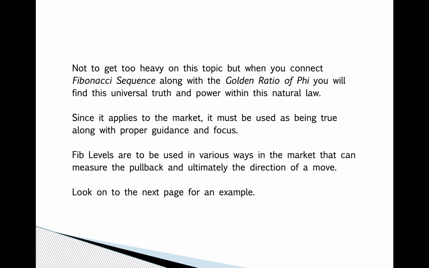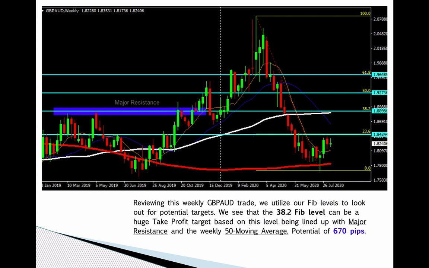So not to get too heavy on this, but the Fibonacci sequence along with the golden ratio of pi, which you can look into for yourself, you'll find this universal truth and power within this natural law. Since it applies to the market, it must be used as being true along with proper guidance and focus. Fib levels can be used in various ways in the market to measure the pullback and ultimately the direction of a move. Let's look at some more pages, for example.